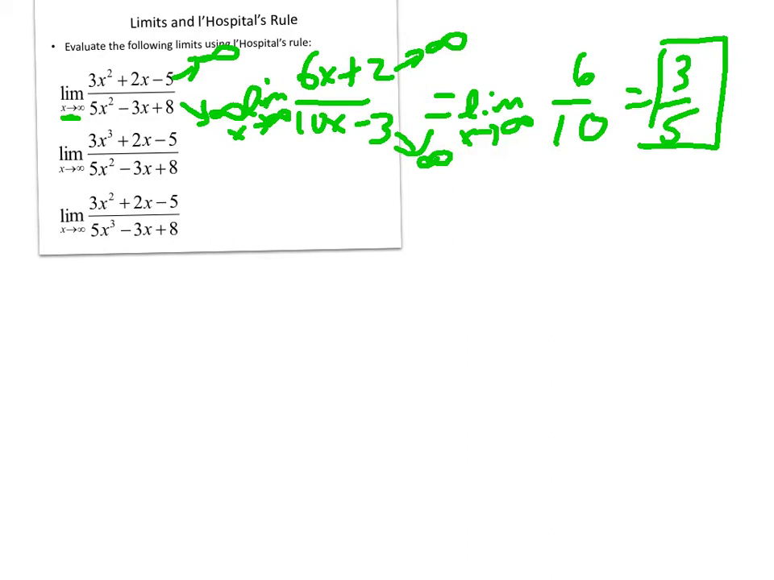So my limit turns out to be 3/5. So let's take a look at a different kind of problem here.